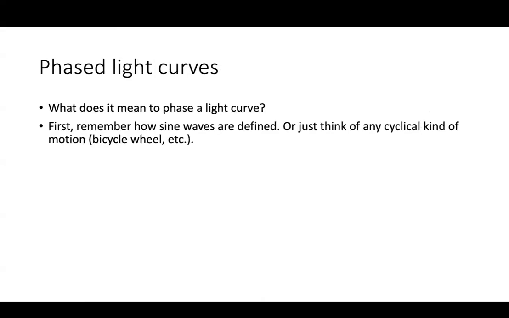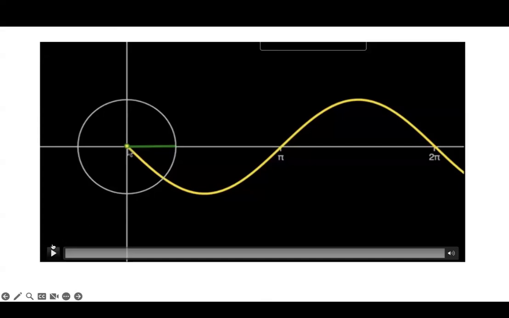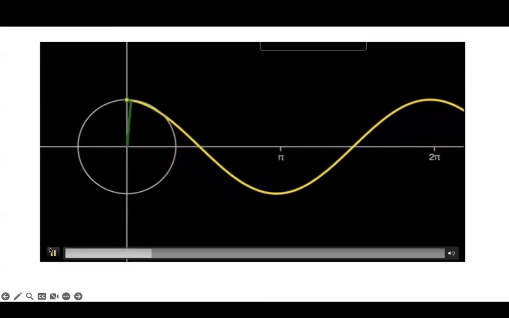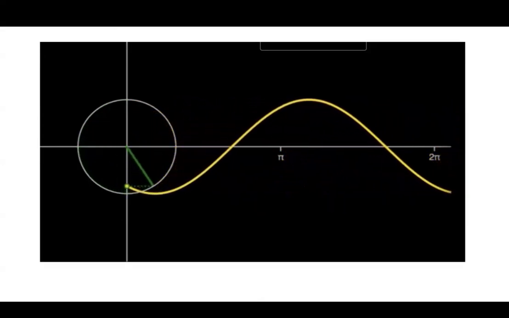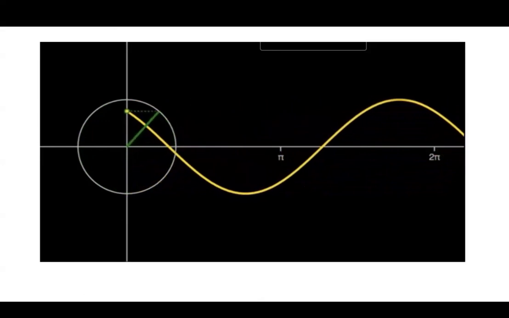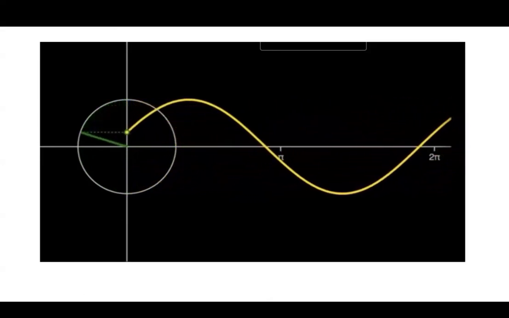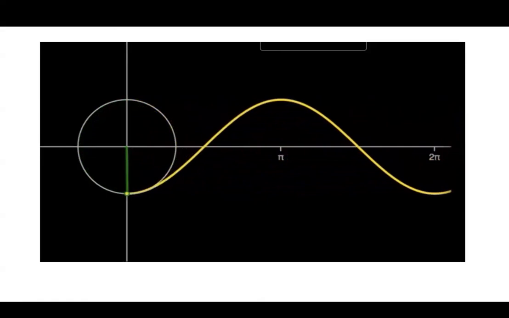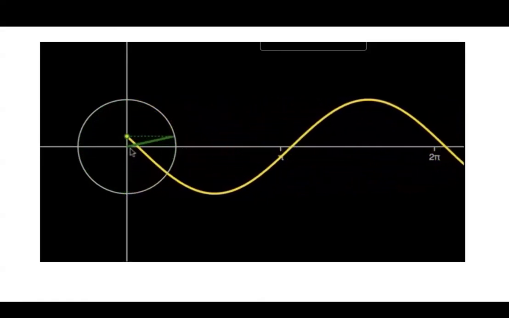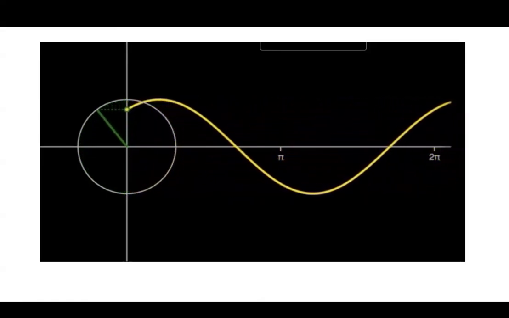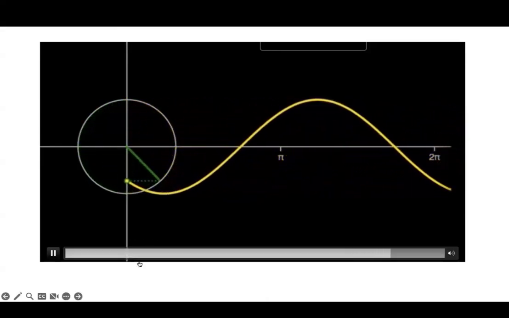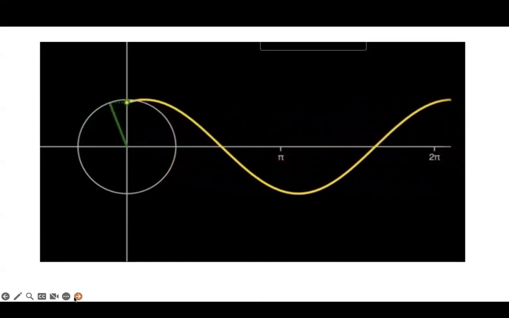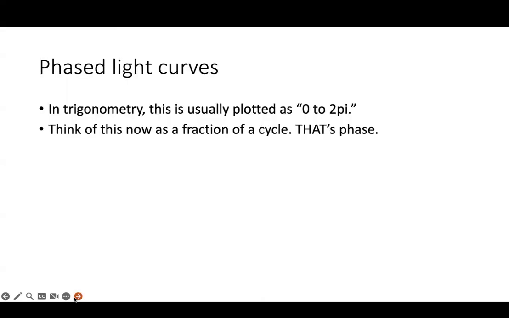Let's first remember how sine waves are defined. Remember that you've got a cyclical motion, but the sine wave is, in this case, for example, tracing out the position on the y-axis, right? This hopefully looks familiar. The entire sequence is between 0 and 2 pi. Half the sequence is 0 to pi. Hopefully that sounds familiar. Okay, you go to the next one. So in trigonometry, you plot that between 0 and 2 pi.